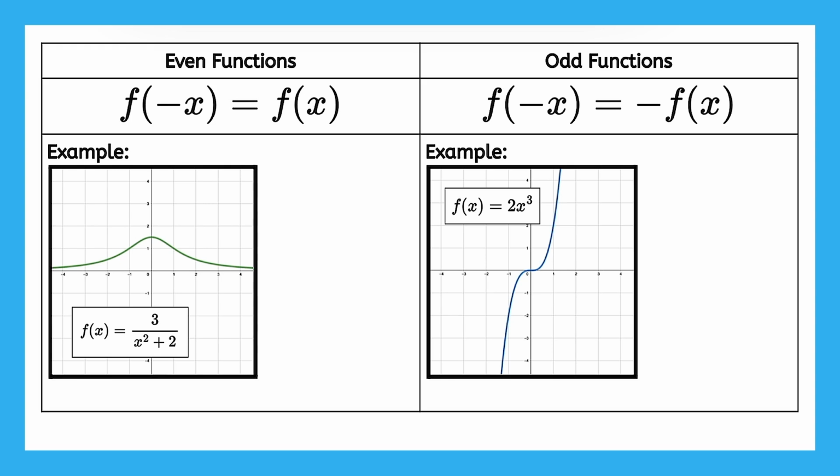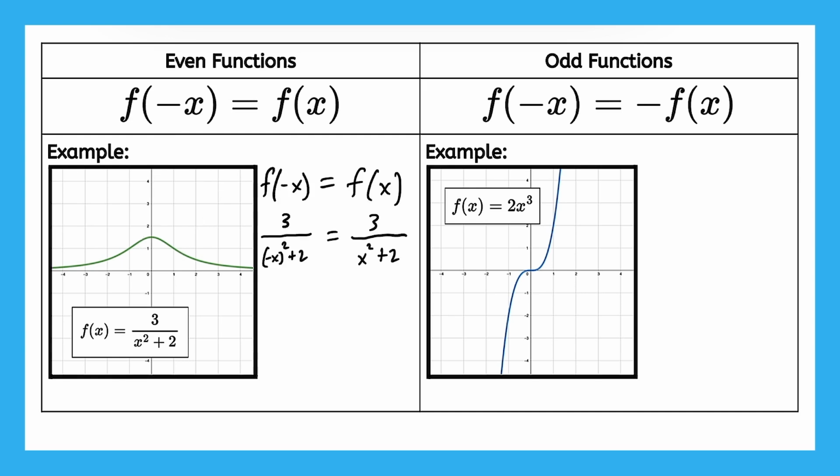Well, what this is saying is if you have a function, such as in this case, the graph that we're looking at is f of x equals 3 over x squared plus 2. If you take a negative x and you plug it in for every x in that function and you simplify, you should still get the exact same thing.